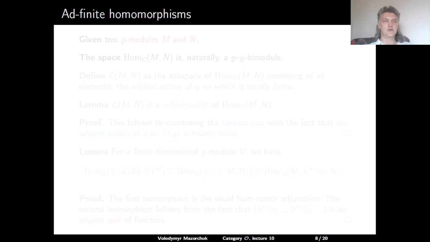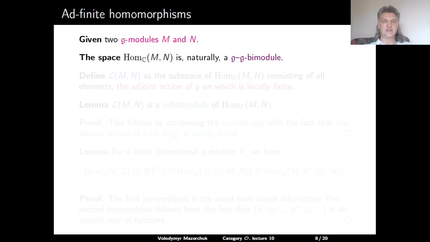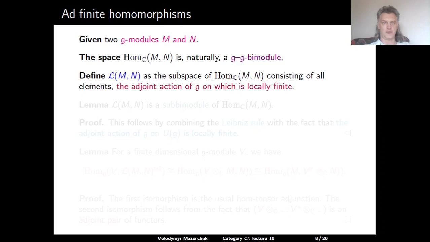Let us now talk about ad-finite homomorphisms. Given two G modules M and N, we can consider the vector space of all linear maps from M to N, and this vector space is naturally a G-G bimodule. So we define L(M,N) as a subspace of the space of all linear maps from M to N, which consists of all elements the adjoint action of G on which is locally finite.